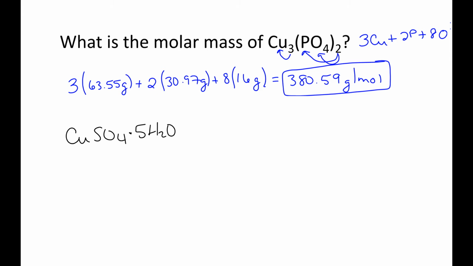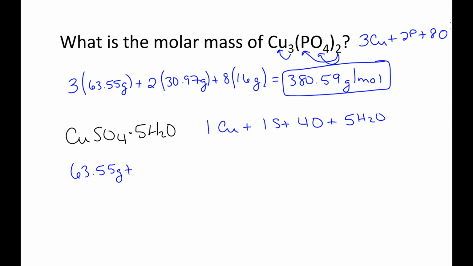So at this point in time, I would say this has 1 copper plus 1 sulfur plus 4 oxygens plus 5 H2Os. Now, we already calculated the mass of water. In fact, it's really something you should put in your head and remember, because it will make a lot of things easier, especially when we get to the hydrates in this unit. So copper has a mass of 63.55 grams plus the sulfur.